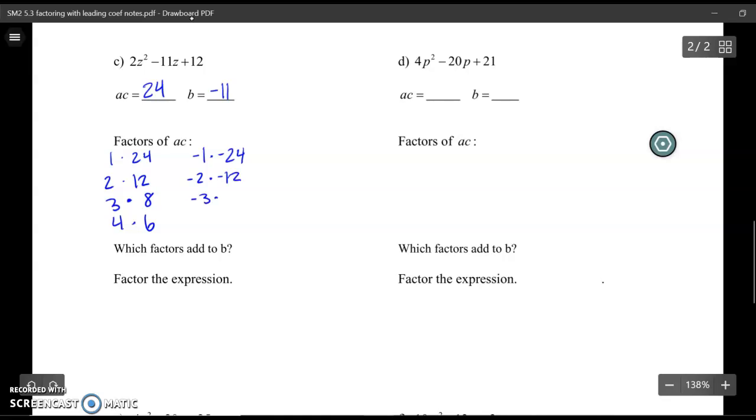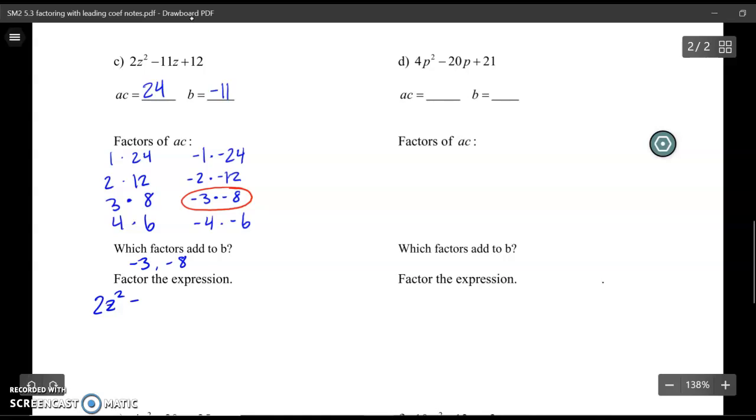Notice that if I change all of these numbers to negative, then when I multiply them, I'm still going to get a positive 24 because the negatives will cancel out. So now I can look at these pairs of numbers and I notice, hey, negative 3 times negative 8 is positive 24, and negative 3 plus negative 8 is a negative 11. So those are the two numbers that I'm going to use here. Okay, so I'm going to go ahead and split up my polynomial.